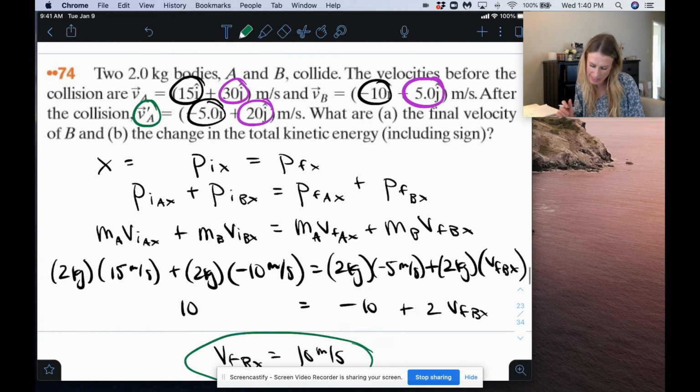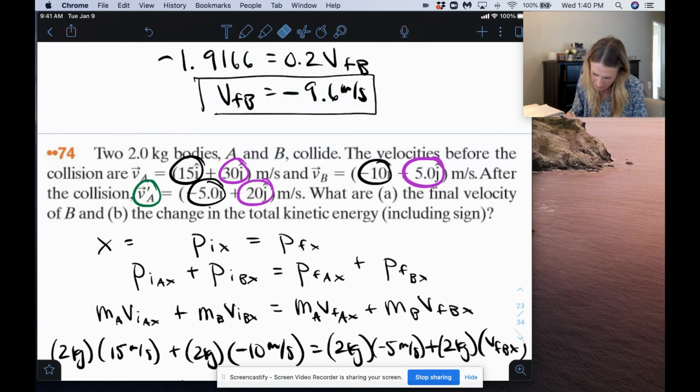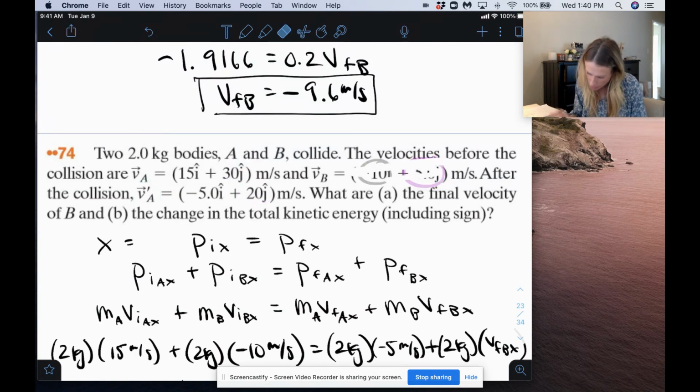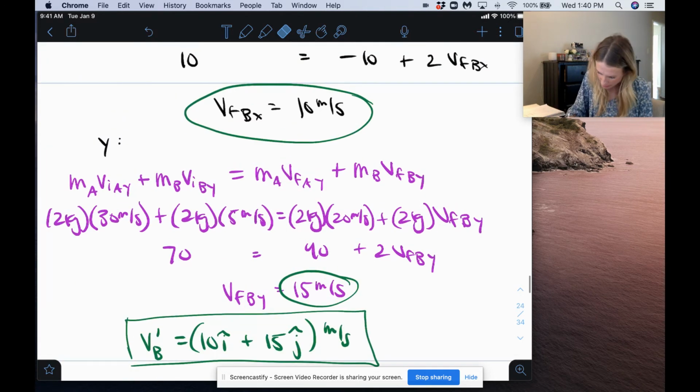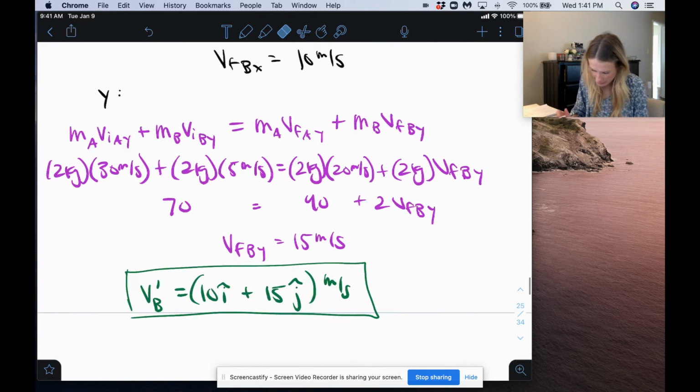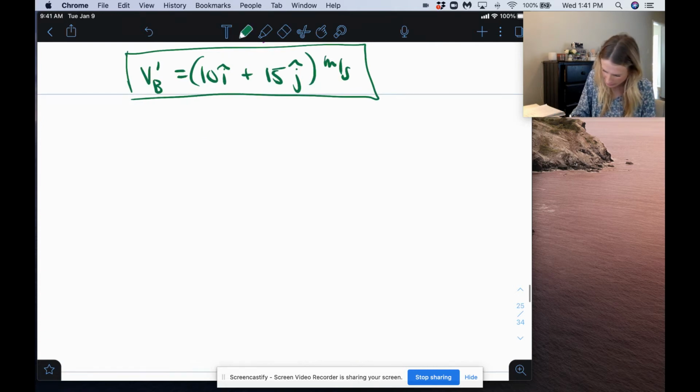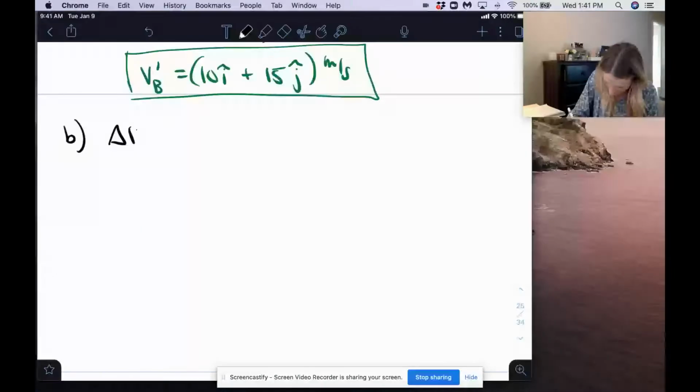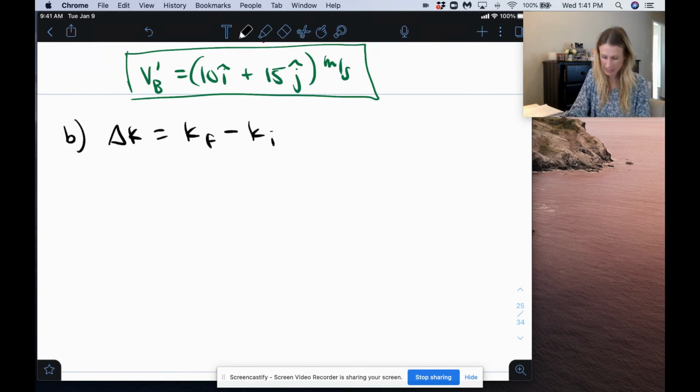And then for the second part, letter B, it says, what is the change in total kinetic energy, including the sign? So our change in kinetic energy, and I'm going to erase all that stuff. For part B, change in kinetic energy is equal to kinetic energy final minus kinetic energy initial.